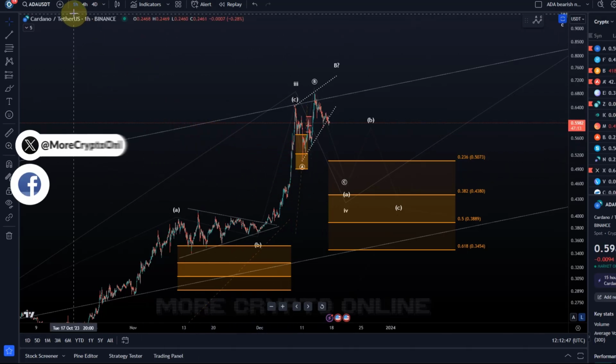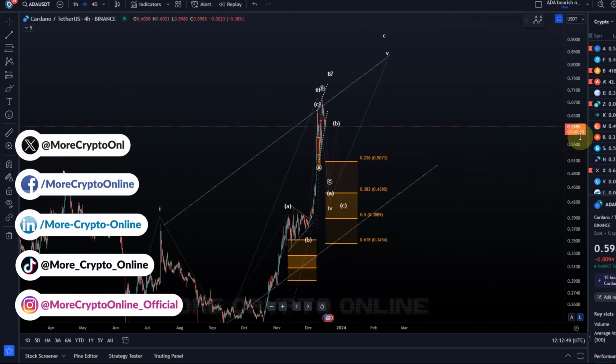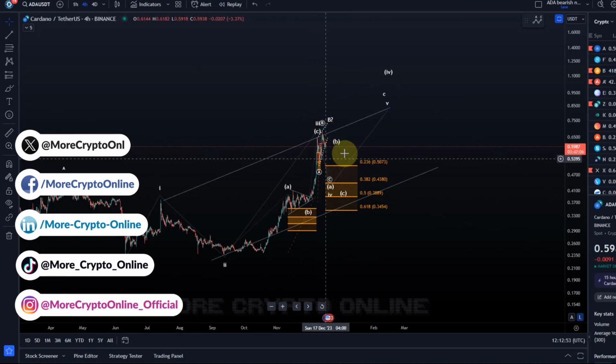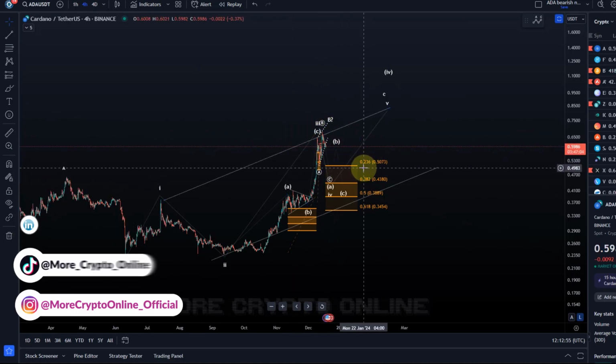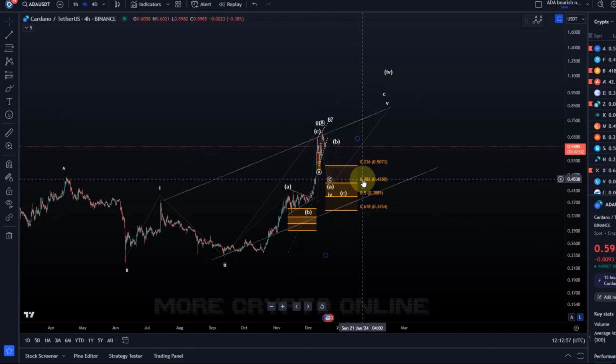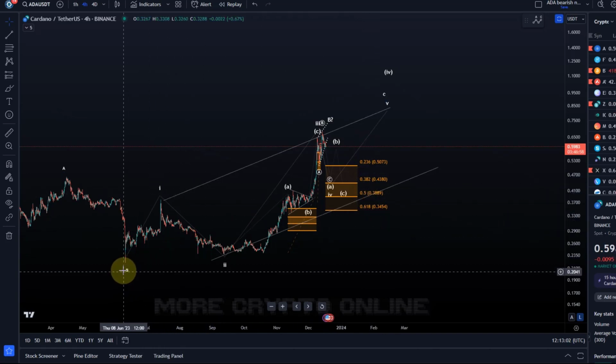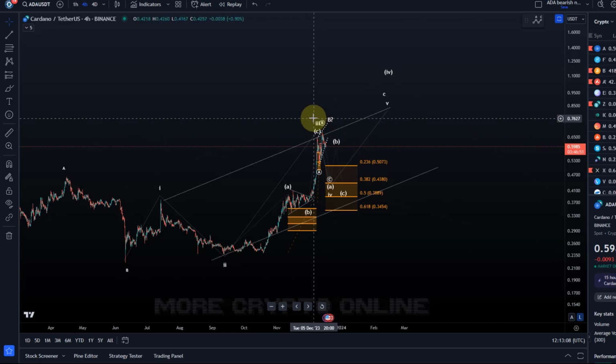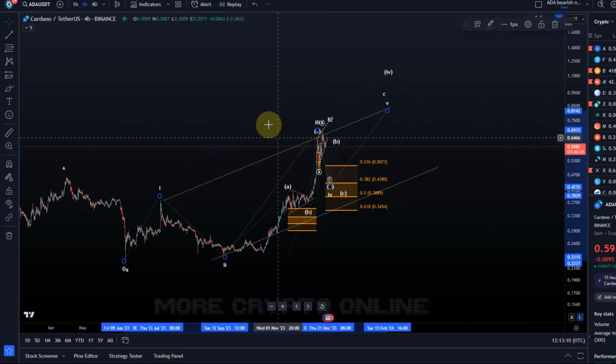Yeah, the ADA chart continues to be in this overall diagonal pattern. The overall market hasn't moved. There are a few developments on the smaller time frame. We see a little bit of a sell-off today across the market, nothing major. But we see here that we possibly are starting the wave 4 or are in the late stages of this third wave.